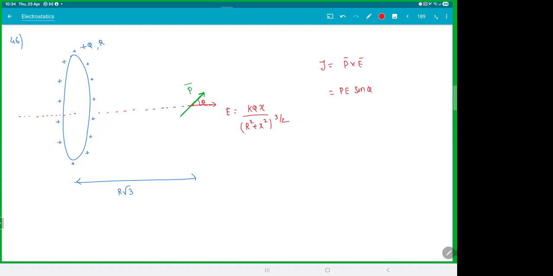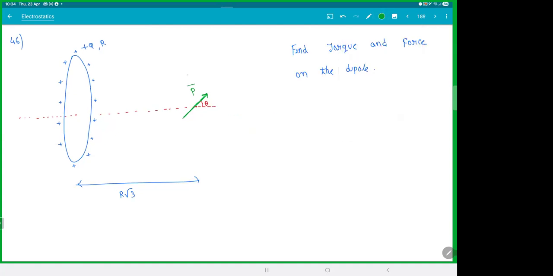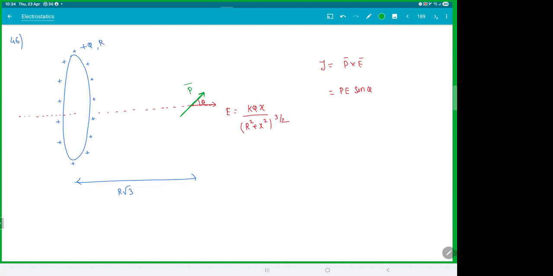What about the force though? And remember, this is a non-uniform field, right? And the dipole is very small, a very small dipole. So yeah, dipoles are small only, but this is a non-uniform field. So there is a force. If it were a uniform field, the force would have been 0.